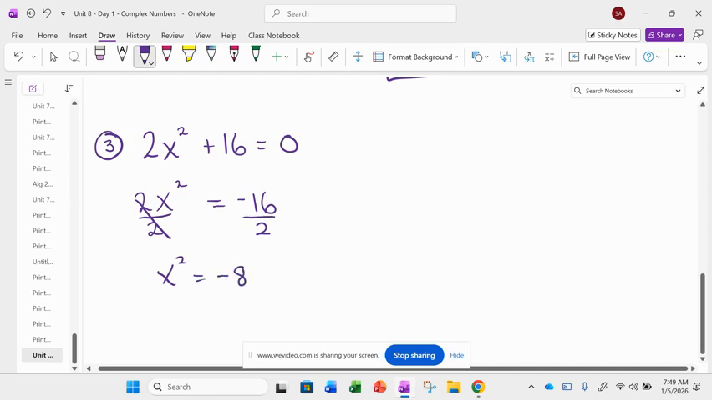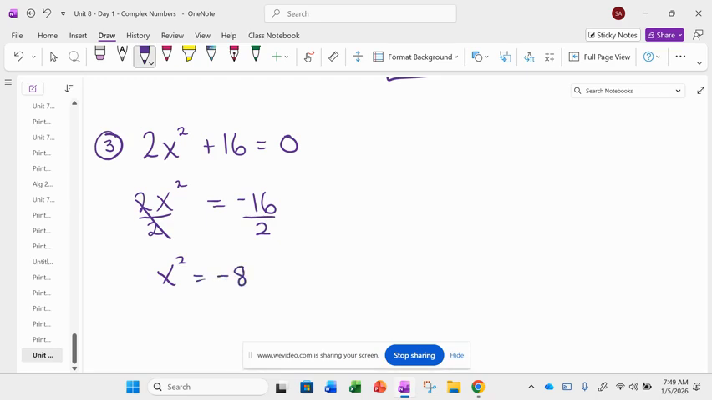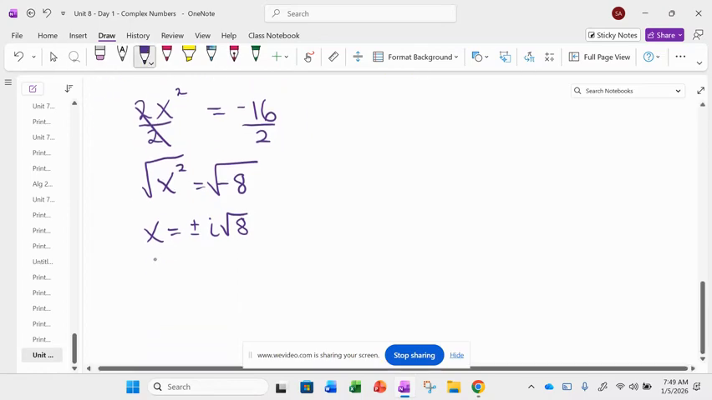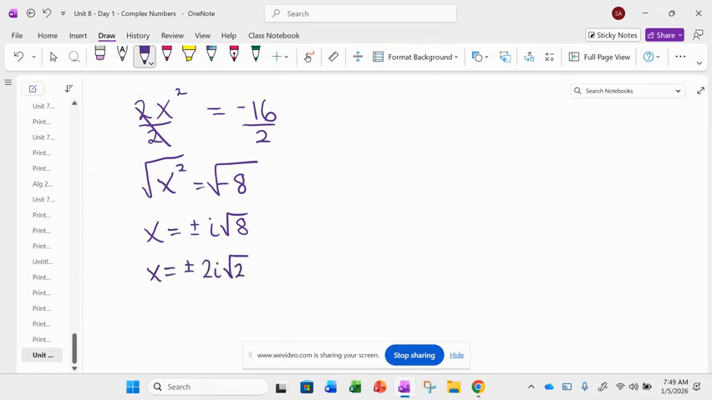Now, I know there won't be a real number solution. Is that okay? Absolutely. So I'm going to square root both sides, and then I'm going to get x is equal to plus or minus i root 8. Can I leave it like this? No, because I can simplify the square root of 8, so I have to. So x is equal to plus or minus 2i root 2. How many people got that? Great.